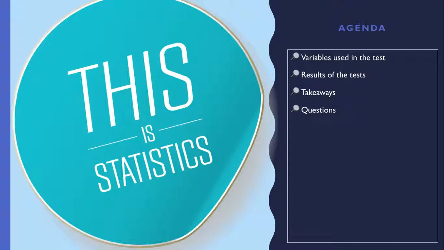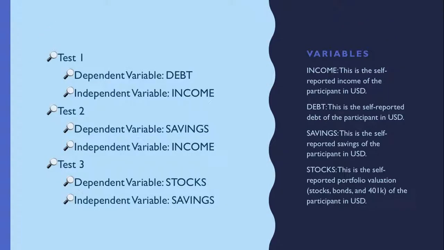On the right, you can see we have 4 variables: income, debt, savings, and stocks. These are all self-reported from the participants and are in US dollars. On the left, you can see that we ran 3 tests, with each having different dependent and independent variables used from the variables at hand.